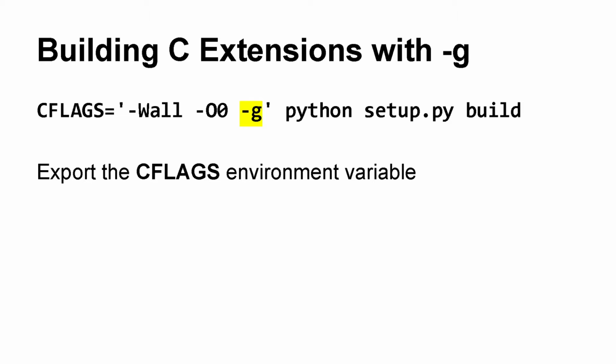If you're building a C extension that's using setuptools or distutils or whatever, to get debug info, you want to export the CFLAGS environment variable. So just pass whatever you would pass to GCC, including -O for optimization and -g for generating debug info, before invoking setup.py build. It's not done by default, okay?